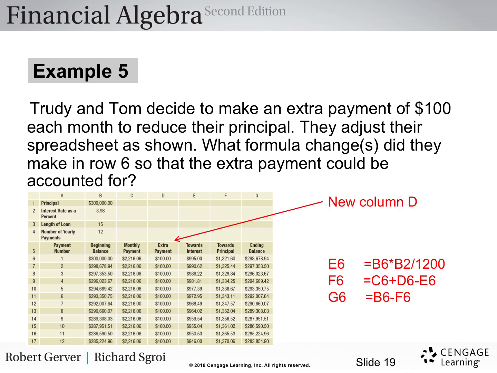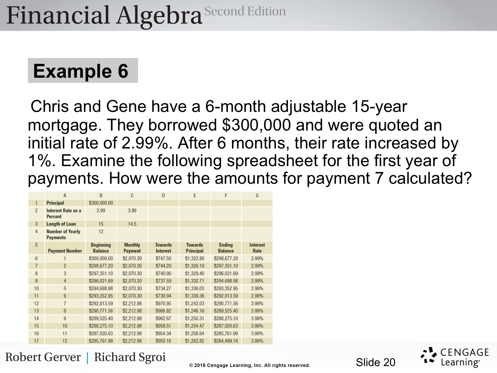Well, the first thing you'll notice is that they had to add a new column D, which is for the extra payment. So they're adding an extra payment of $100. Then they had to modify cell E6, cell F6, and cell G6 as shown. Once they did that, they were able to see how their ending balance was going down faster now that they're adding the $100 extra payment.